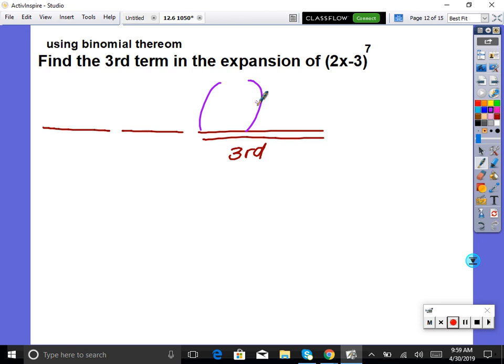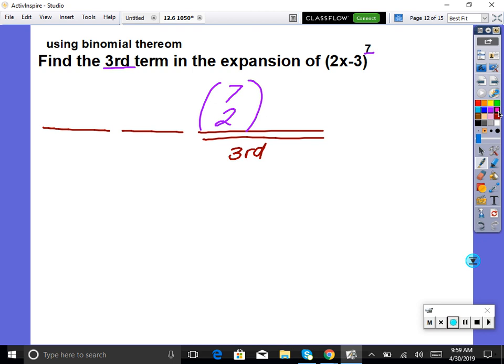So isn't the degree 7? That goes up here always. Now if this is 3, what should this be? 2, because it started with 7 choose 0, 7 choose 1. That would put us at 7 choose 2. Everybody good? Now it wants the entire third term. So before we calculate that, let's keep going.